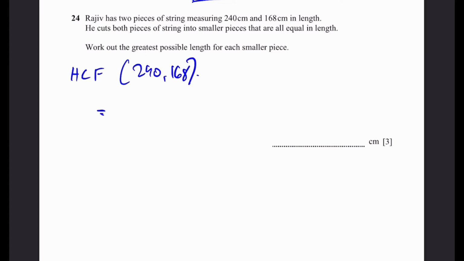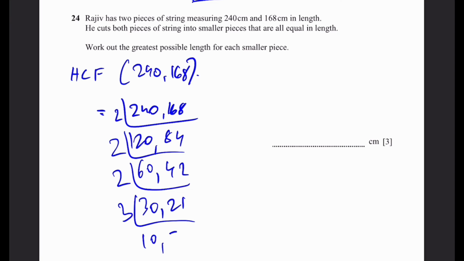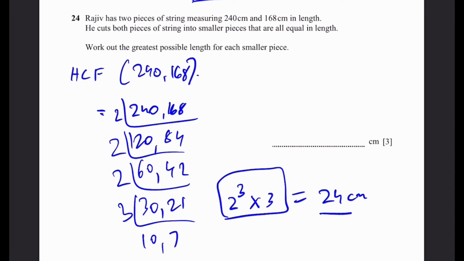That will be, let's just do 240, 168, divide by 2, 120, 84, divide by 2 again, 60, 42, divide by 2 again, 30, 21, divide by 3, 10 and 7. And this will be the end. So we multiply these down, 2 cubed, that's 2 times 2 times 2, multiplied by 3. And that will be equal to 24 centimeters. That's the answer. Question 25.